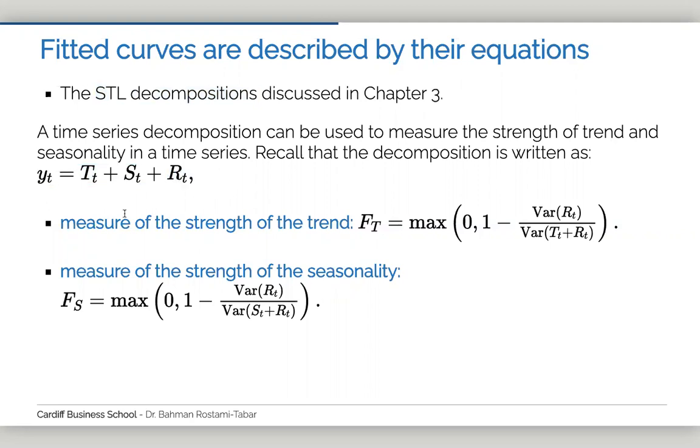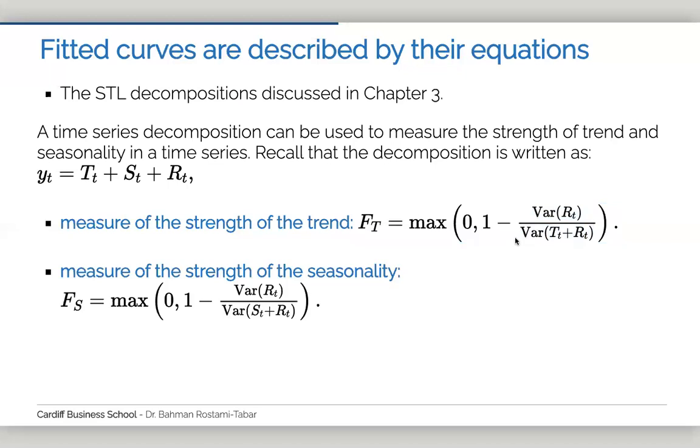Following this, we can measure the strength of trend and the strength of seasonality using this equation, right? Here, the strength of trend is the maximum of 0 and 1 minus the variance of the remainder divided by the variance of the deseasonalized data. So I have here the trend and remainder. There is no seasonality here.